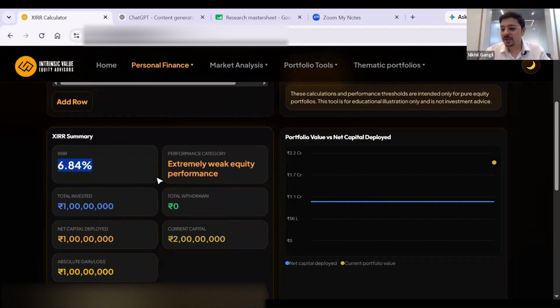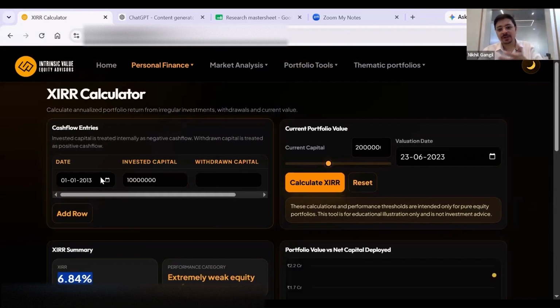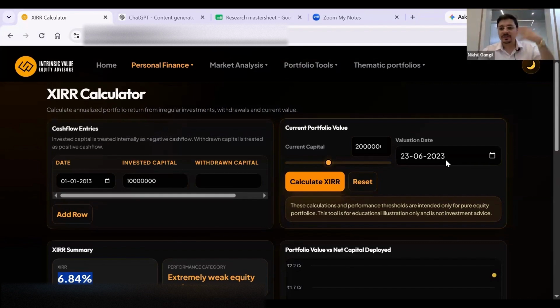And he was pretty much disappointed after that. And he also understood the kind of opportunities that he has missed, right? If he had generated only 15% in this time from 2013 to 2023, he would have made nearly 5x or 6x, right? So this is why XIRR calculator is very much important in your life.